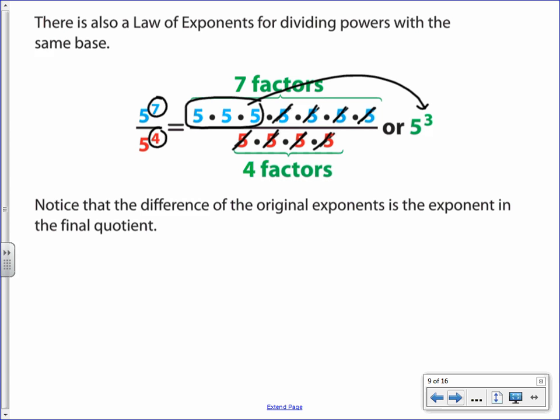But notice, if you do 5 divided by 5 is 1, it can't be because there is not a 1 here. So be careful of that. That's a common mistake. Notice that the difference, meaning subtract, of the original exponents is the exponent in the final quotient. If I had my highlighter, I would show you 7 minus 4 is 3. Okay, 7 minus 4 is 3.